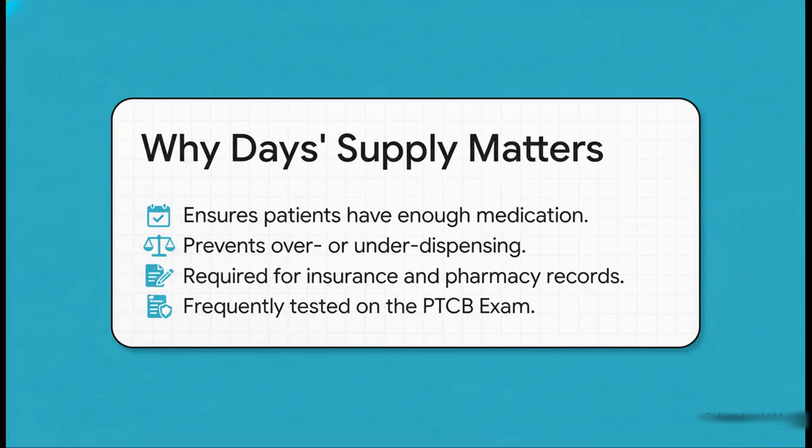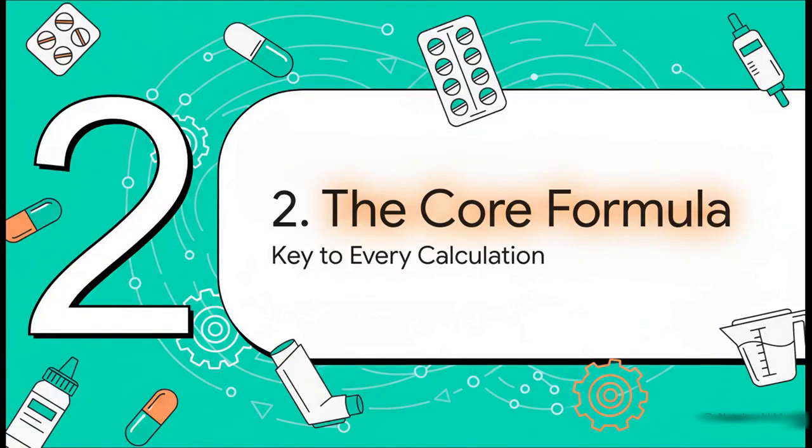And then there's the practical side. Insurance companies literally will not pay for a prescription without an accurate day's supply. It's a non-negotiable part of the job. Now for the good news. This might seem like a lot, but I promise you, it all boils down to one incredibly simple formula. Once you get this in your head, you can solve almost any day's supply question they throw at you.